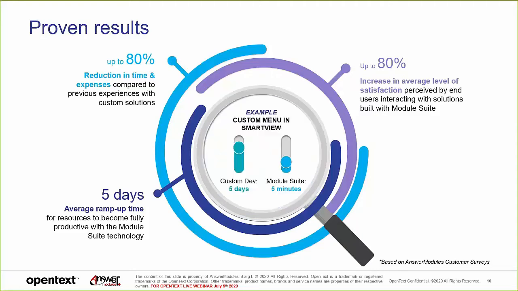Again, this is that quick example in the middle of the screen that just popped up. This is a real case. This was actually one of the topics from one of our last webinars. In that case, it was how can I create a custom menu item in the Smart View. Using custom development, we've analyzed it will take 5 days. Utilizing the Module Suite, it takes 5 minutes. So I believe that's actually more than an 80% reduction in effort.